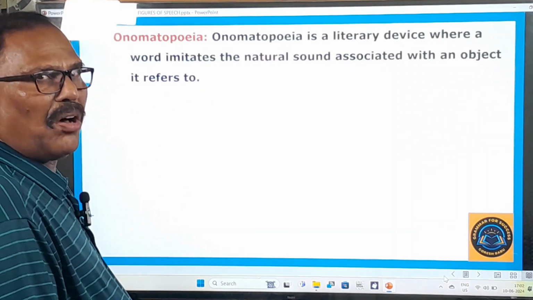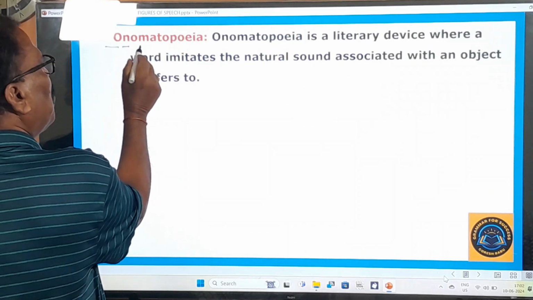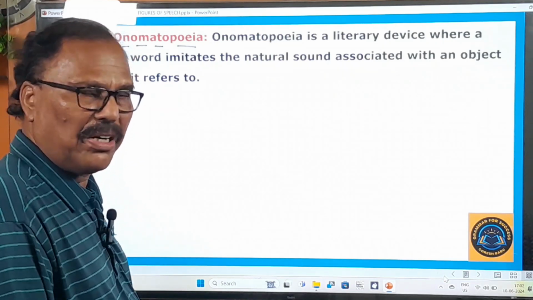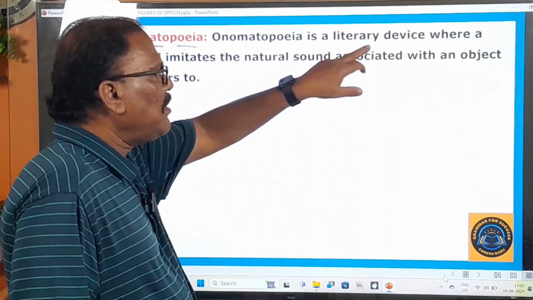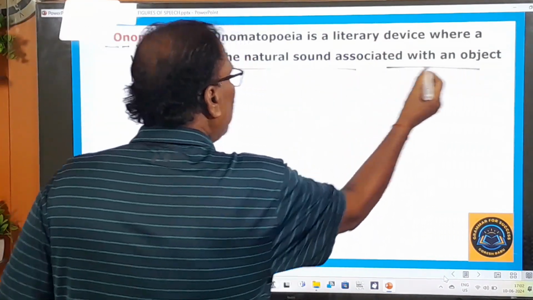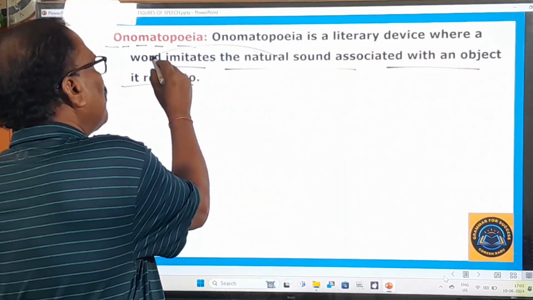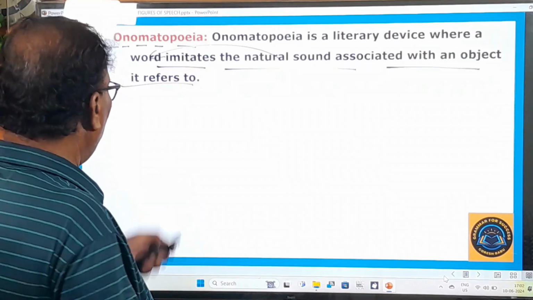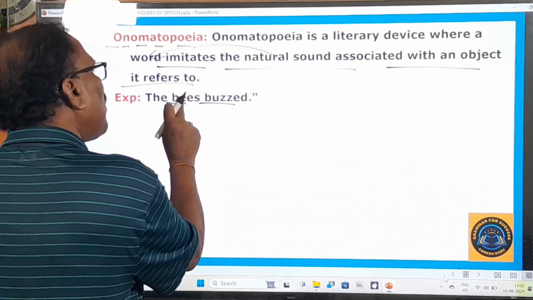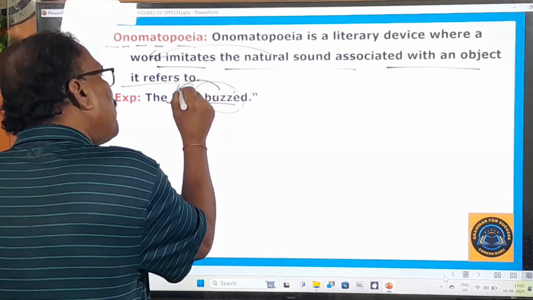Another figure of speech or a literary device. Onomatopoeia. This is the correct pronunciation of the word. Onomatopoeia is a literary device where a word imitates the natural sound associated with an object it refers to. So the word that imitates the natural sound. How? For example, I'll give you some examples here. The bees buzzed. So the sound of this buzzed is there. What is this doing? It is imitating the sound made by the bees.